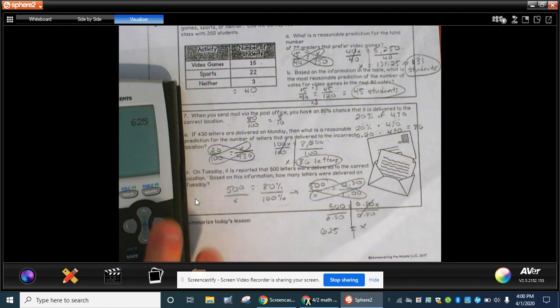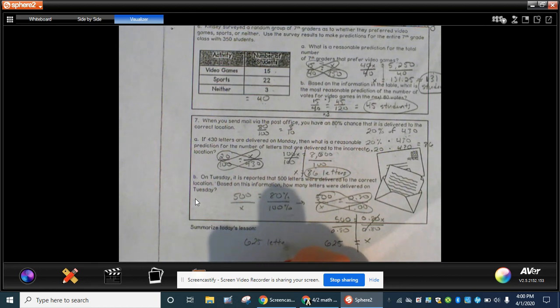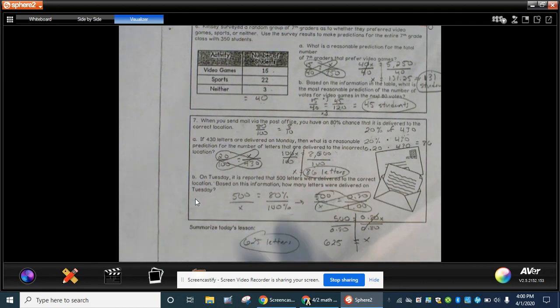Okay, in context of the problem, that means 625 letters were sent out on Tuesday.